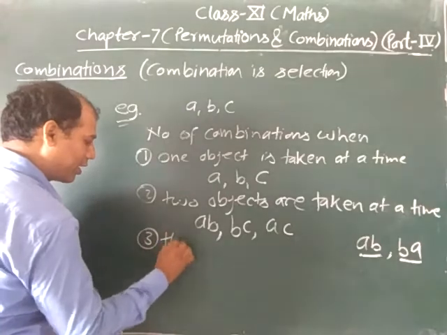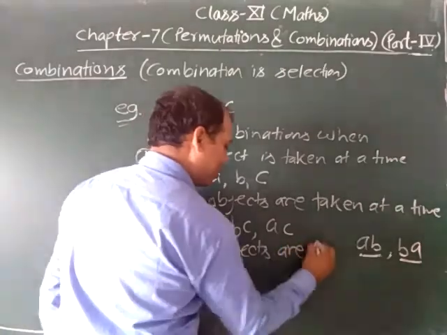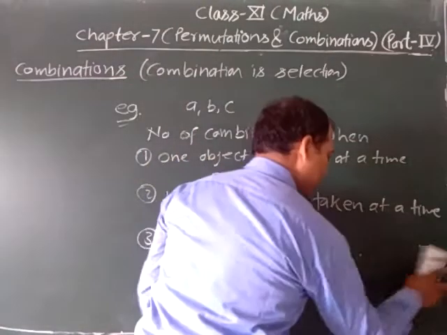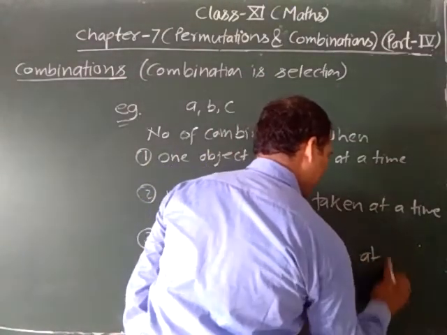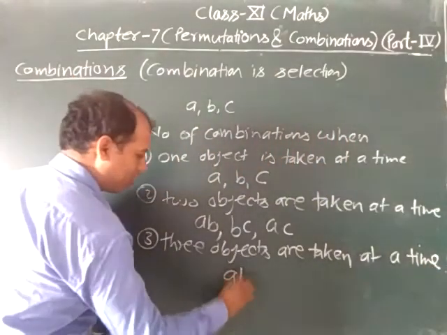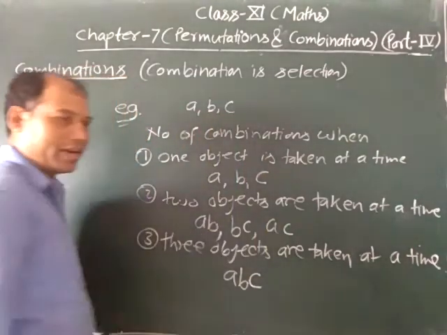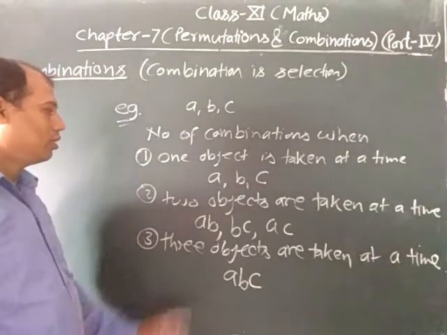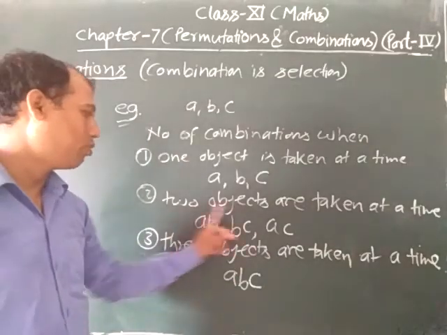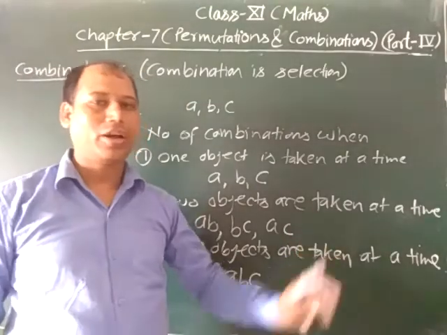Now if three objects are taken at a time, then what is the selection? The number of selections is only one because A, B, C, all three are taken at a time. So this is the selection. So there are three selections when one object is taken at a time, three selections when two objects are taken at a time, and only one selection when three objects are taken at a time.